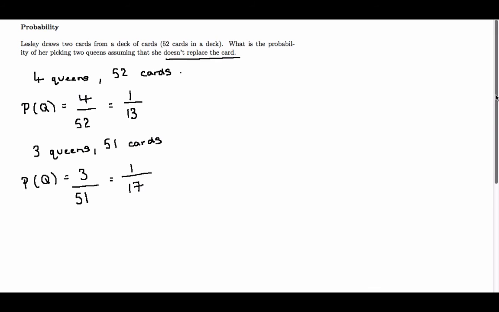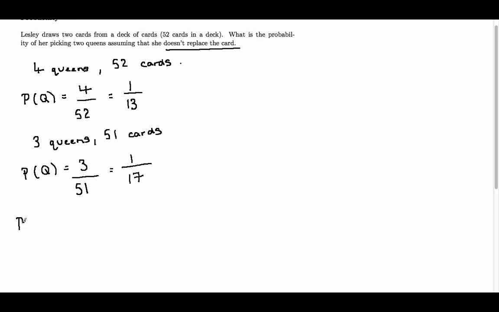Now for the second card, I only have 3 queens left, and as she doesn't replace the card, we now only have 51 cards in the deck. So the probability that she picks a queen again is now 3, as there are only 3 queens left in the deck, and as there are 51 cards left in the deck now, it's 3 over 51. Now 3 over 51 can be simplified to be 1 over 17. So the probability of her picking a second queen is 1 over 17.